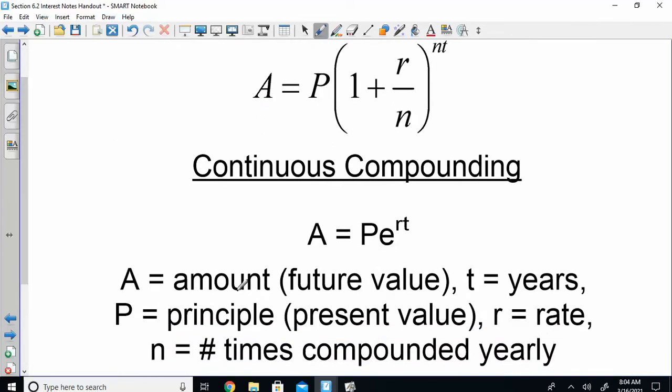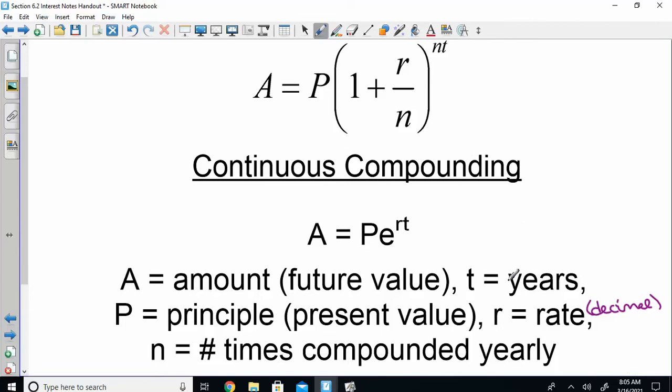A represents your ending amount, sometimes referred to as the future value. It's not what you have right now, it's what you will have at some point in the future. P is your principal or your starting amount, sometimes called present value. R is your interest rate. When you use that in a formula, it has to be in decimal form. So if I say 5% interest, you have to do 0.05. T is your time. It has to be in years.